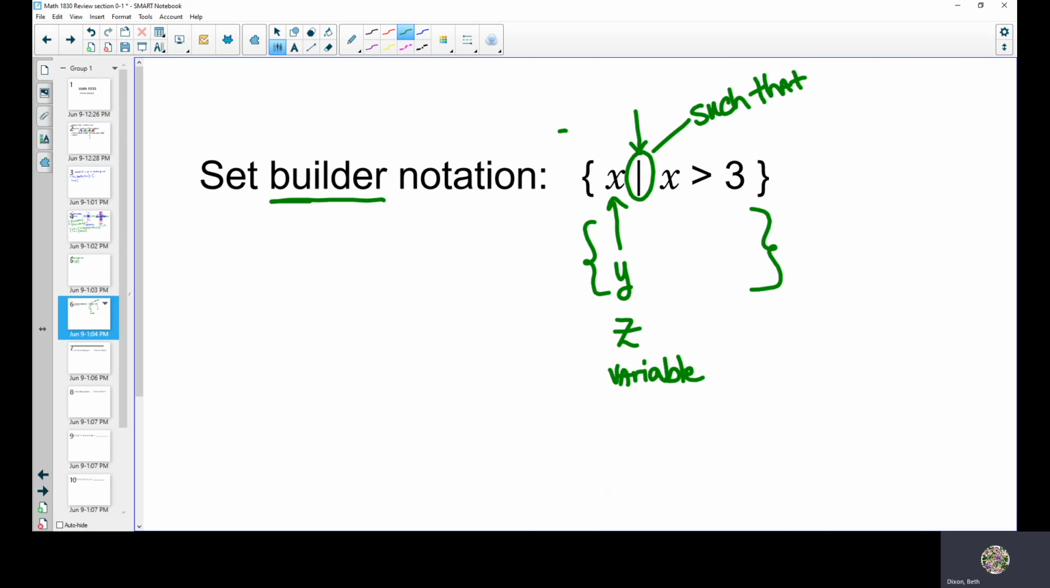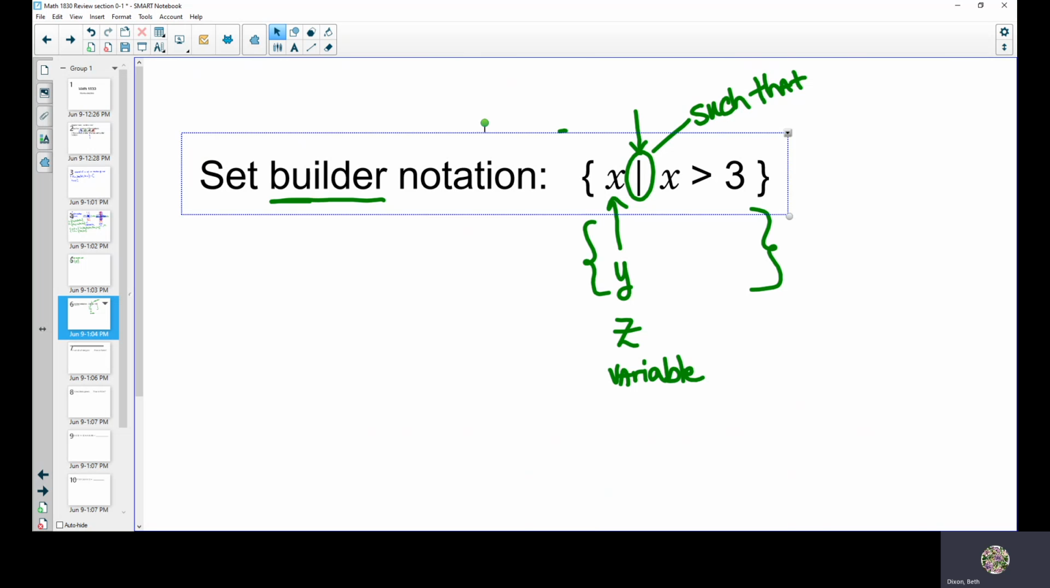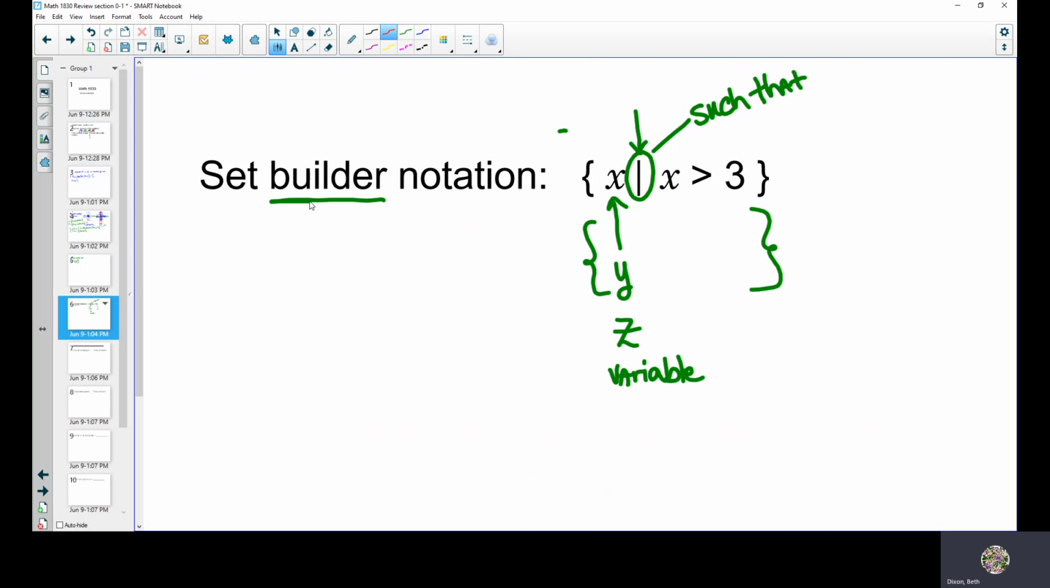That bar is a symbol for the words "such that." Personal opinion, mathematicians don't like to use a lot of words, so they use symbols, and they come up with lots of symbols to make words. So this is saying the set of numbers where x is my variable, such that, and the next part tells me what the answer is, where the x's are greater than 3. So this is all the numbers where x is greater than 3.